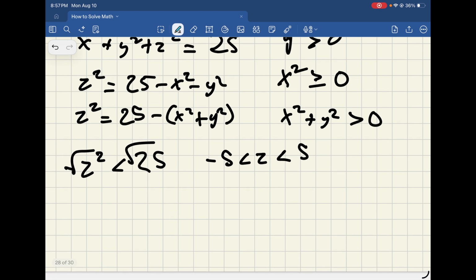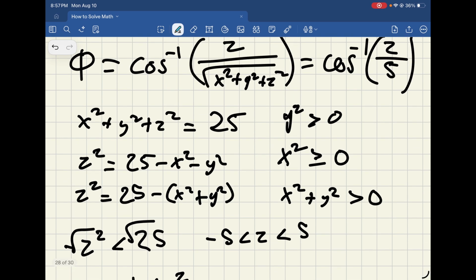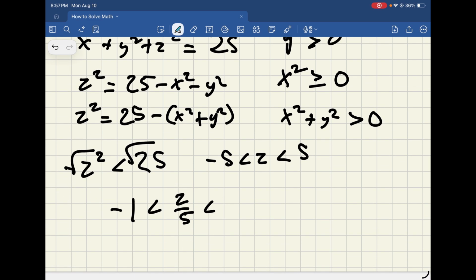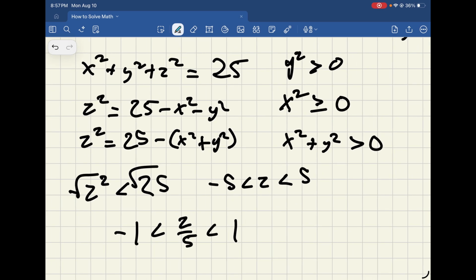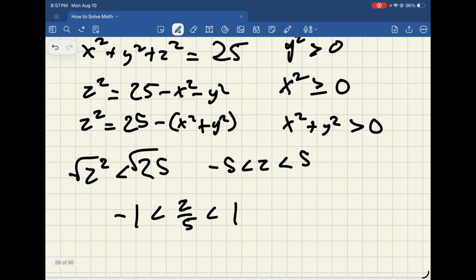So we're going to divide everything by 5. So -5 divided by 5 is -1. Z divided by 5 is z over 5, just like shown up there. And 5 divided by 5 is just 1. And now we're going to find the inverse cosine of those very same things.